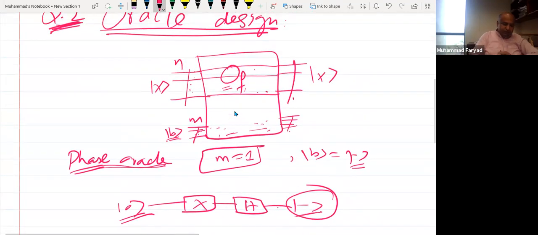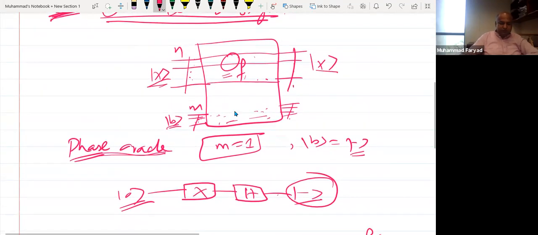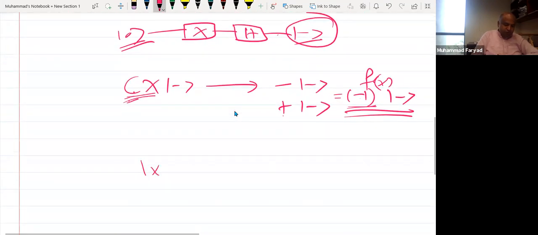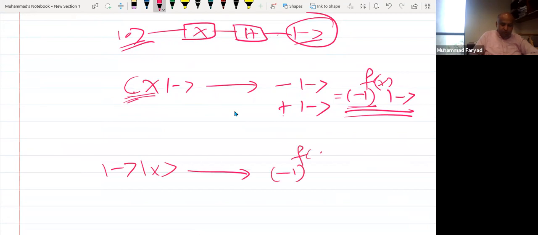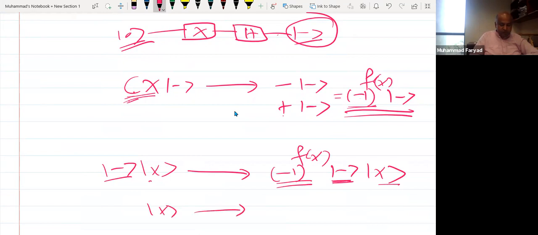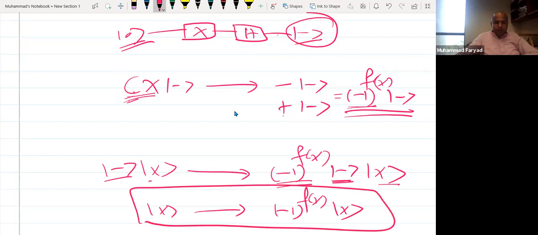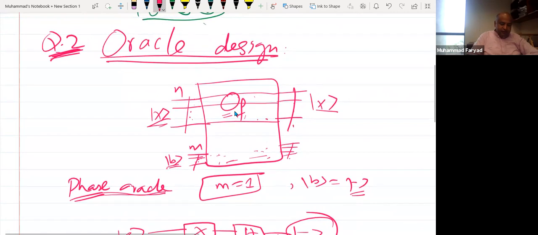And now since this is coming at the output as it is, our total input is transformed to something like this. And since this is a global phase, it can be considered with this or this. So since this is appearing as it is, and we are working with this, this is equivalent to saying like this. That's why phase oracles are implemented like this: you set this input bit in the minus state, and then you perform different operations on these qubits.